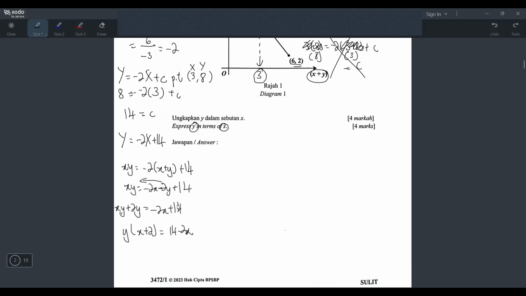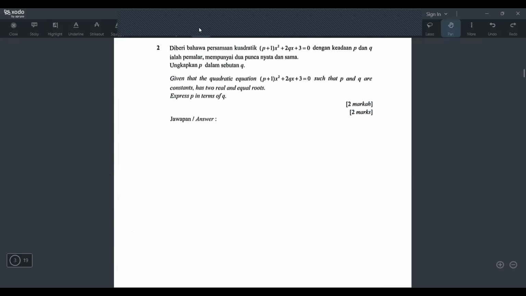It's the same thing, right? I just write the 14 in front. So what is your y? 14 minus 2x over x plus 2, all right? So that should be your final answer, all right? So 4 marks. Okay, let's continue with number 2.